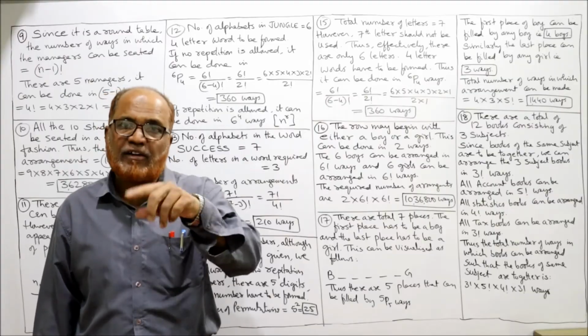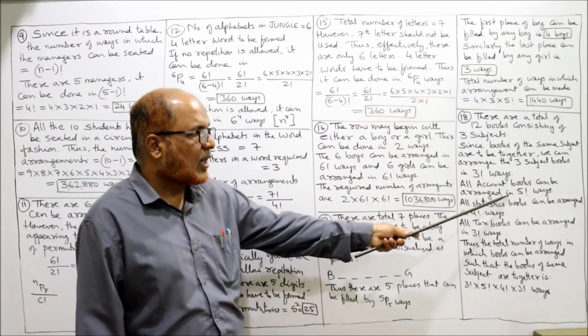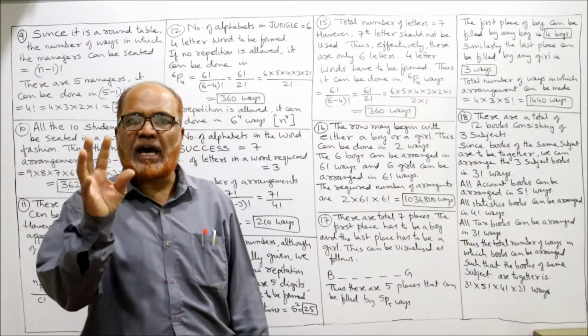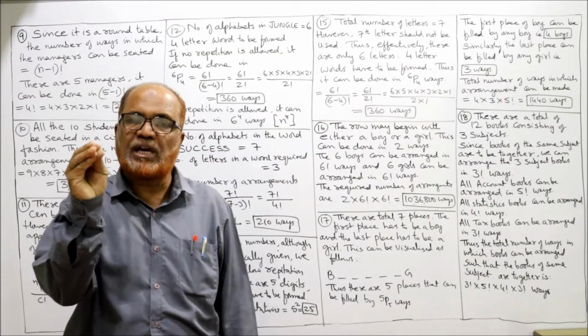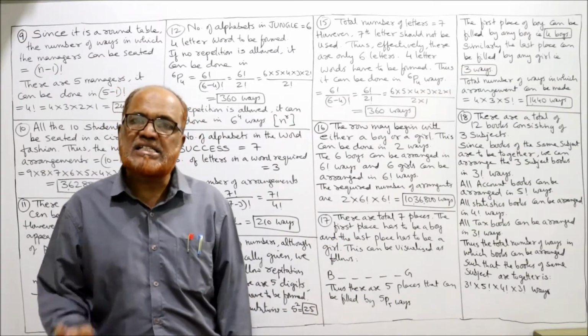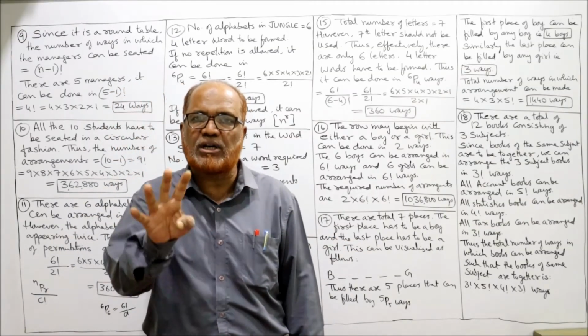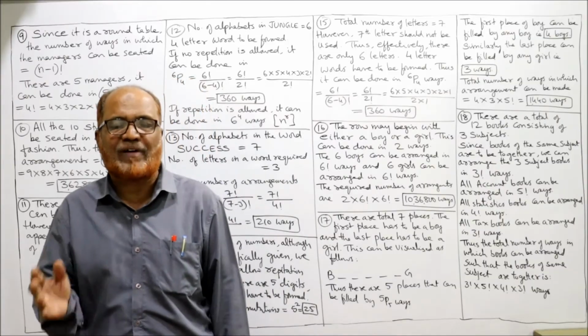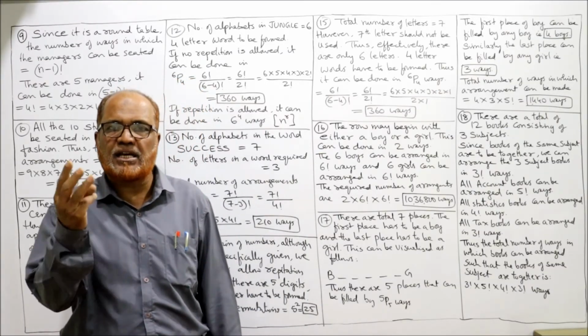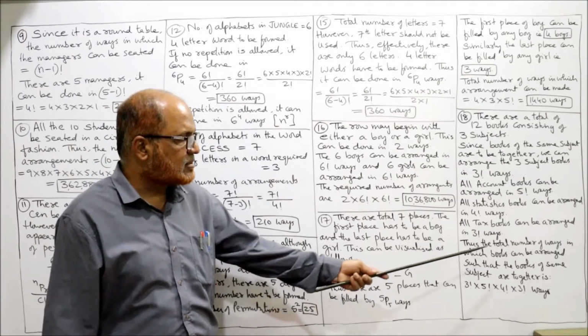5p5 वेज। तो 5p5 is nothing but 5 factorial. 5p5 means 5 factorial. So we can arrange 5 account books in 5 factorial ways. Similarly, 4 statistics books can be arranged in 4 factorial ways. 3 tax books can be arranged in 3 factorial ways.